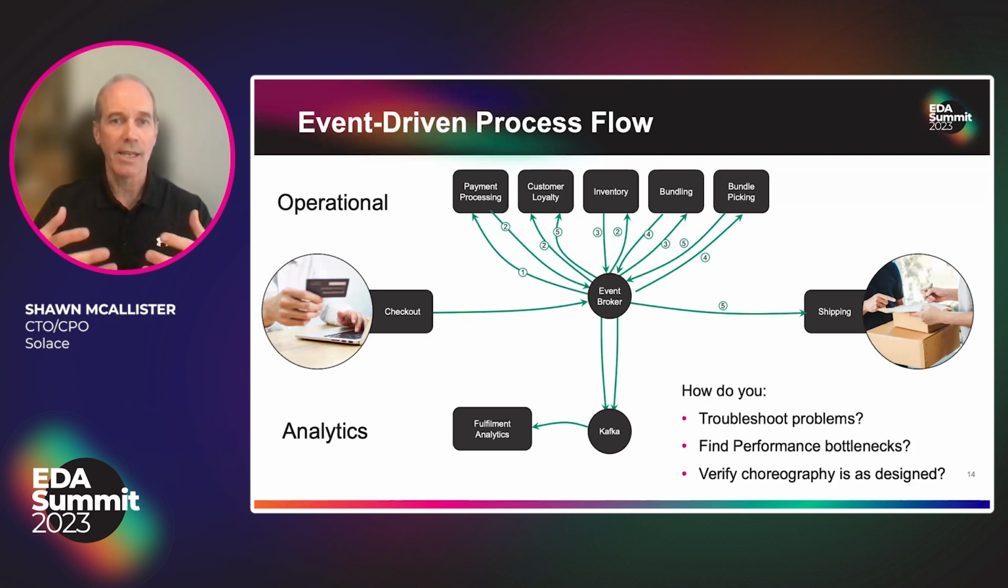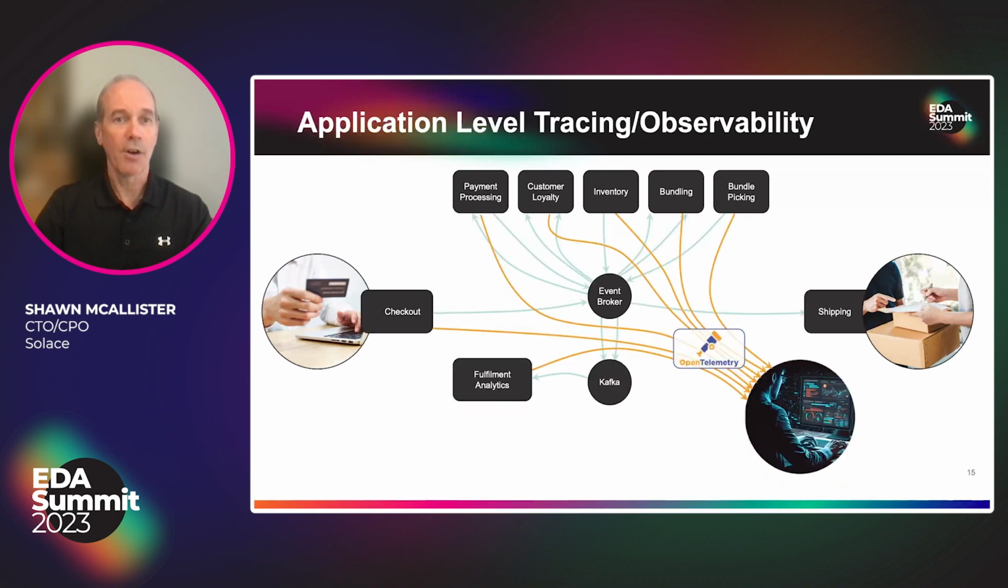And then if you go, okay, in this much more distributed environment, how do I troubleshoot problems? How do I find performance bottlenecks? How do I verify that the choreography that I've designed is actually what's happening? And many of our clients, what they've done is they've instrumented their applications to emit OpenTelemetry logging and tracing into this centralized dashboard so that they can see what's happening across all the different applications. And that's pretty good, right? That gets you a big step forward.